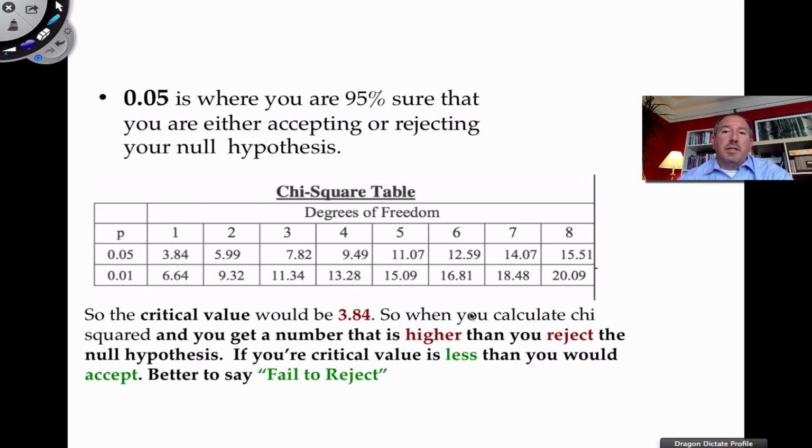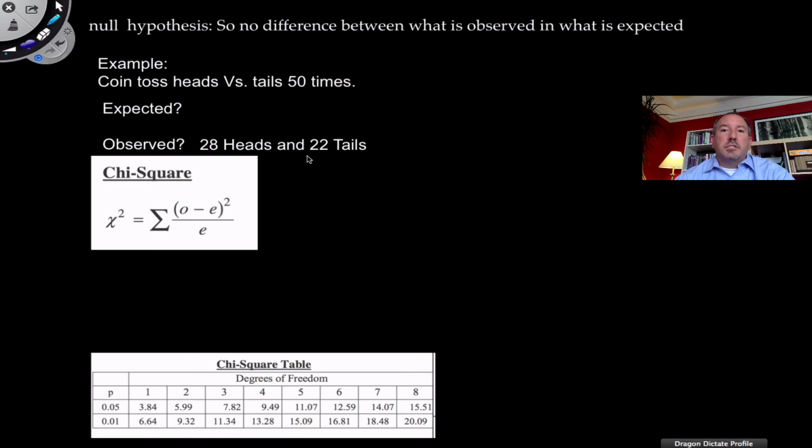So when we do the calculation, and we will in a second, when we do the calculation for chi-square, and you get a number that's larger than 3.84, then you reject the null hypothesis. You reject it, okay? And in this case, if it's less than 3.84, then we're going to accept the null hypothesis. Although, I said this before, it's better to say we fail to reject it. We fail to reject it if it's less than 3.84. Okay? So let's go through this example.